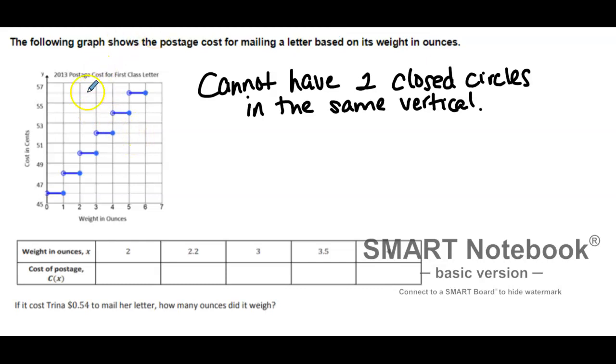Okay, so basically we're going to interpret what this graph is showing us. We have weight in ounces on the x-axis and the cost in cents on the y-axis. We're looking to figure out the cost of postage for a letter weighing 2 ounces. If we go to 2, we see there's a closed circle at 2, but there's also an open circle. We're going to work with the one that's closed, and that's reading at 48 cents. So that would be 48 cents.